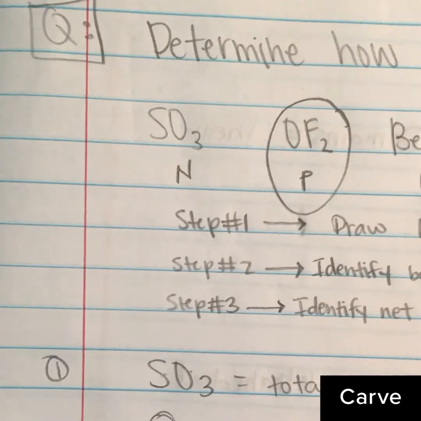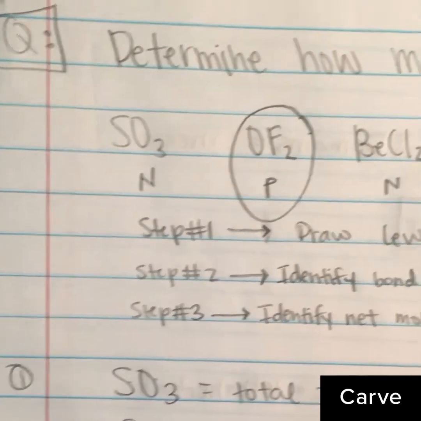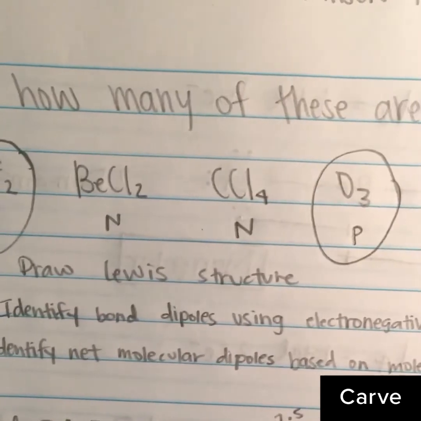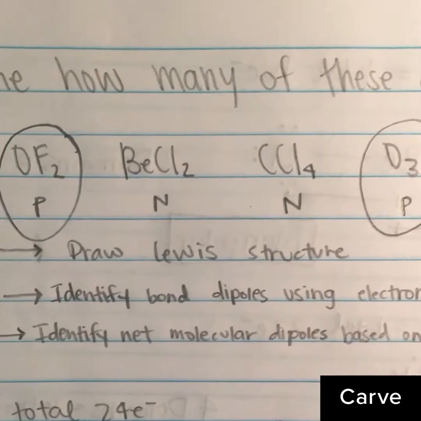Okay, so now we're going to go back to the beginning and answer the question that was given to us. So how many of these are polar? First one was nonpolar, second one was polar, third one was nonpolar, fourth one was nonpolar, and the last one was polar. So the answer is two of these were polar, and that was OF2 and O3.